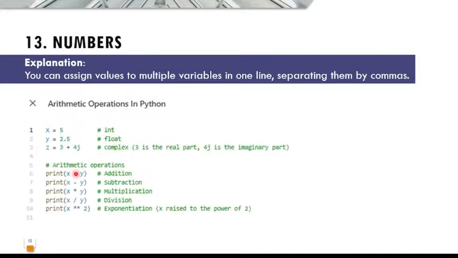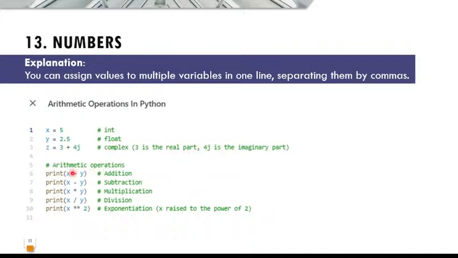Now there is a number. So in numbers, arithmetic operations in Python: x is equal to this int. We have again, in mathematics, what we do. I told you to relate this to mathematics, like x is equal to 5, y is equal to 2.5, then z is equal to 3 plus 4j. So in complex, 3 is the real part, 4j is the imaginary part.